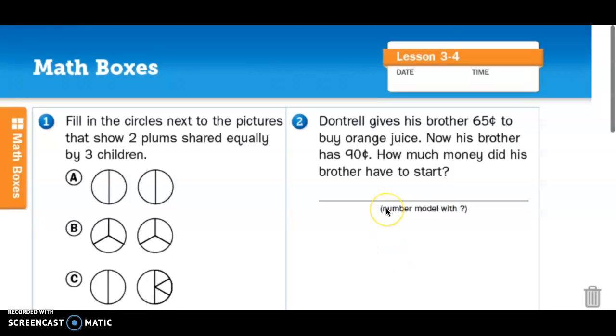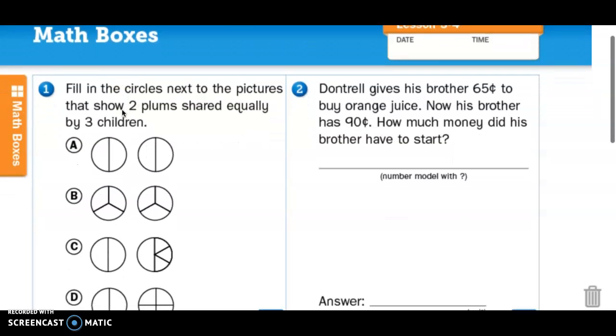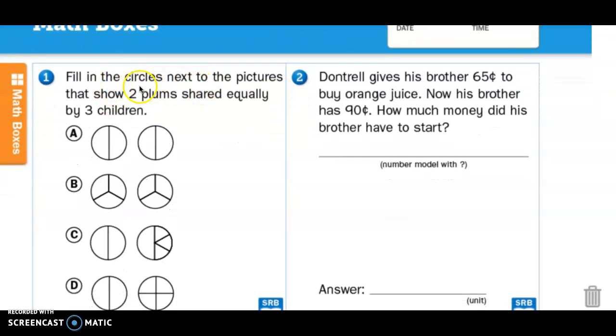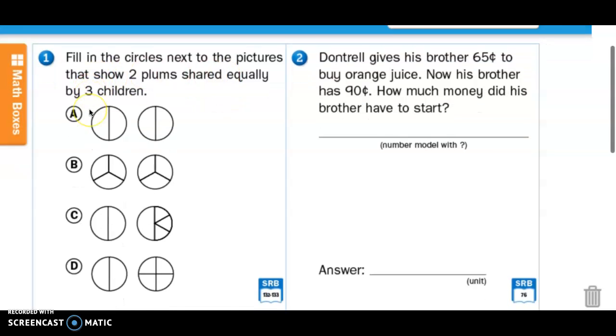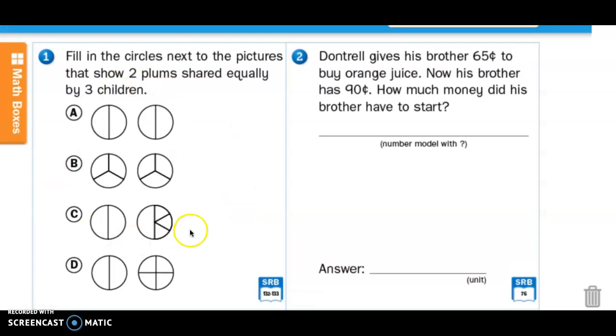All right, and last math video of the day, lesson 3-4, math boxes. Number 1 says fill in the circle next to the picture that shows 2 plums shared equally by 3 children. Well, each of them has 2 circles, so each has 2 plums, but think: 3 children need to share this equally. A, B, C, or D, which one shows that picture? Just one of them will be the answer.